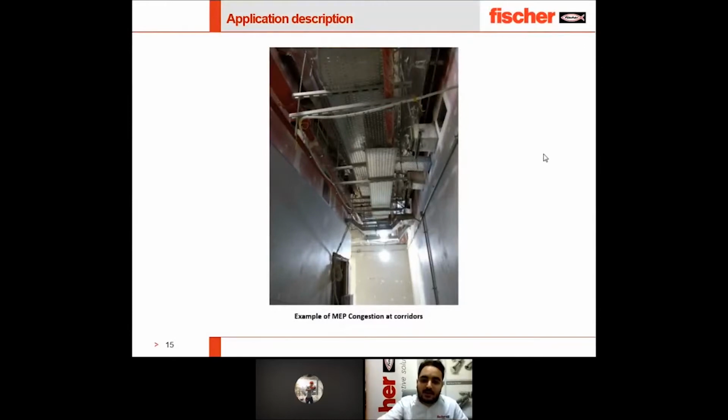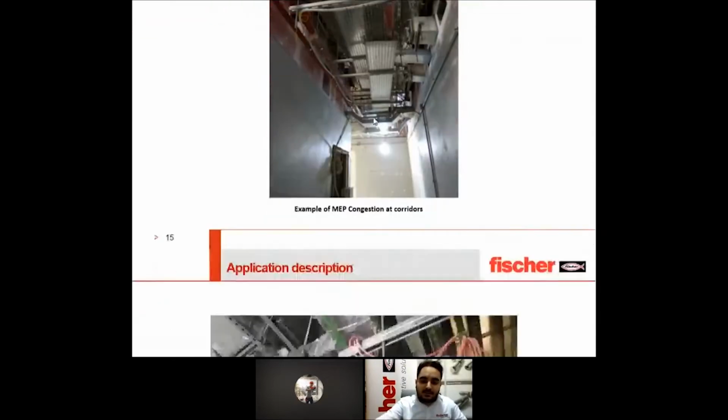This is one of the cases, a corridor in Riyadh Metro, and as you see, imagine how much the height from the ceiling is and the congestion of the MEB services here. Can anybody try to make any direct contact with the ceiling? There is no way to contact the ceiling here. So we found a solution for this one. We will talk about it, inshallah, in the next slides.